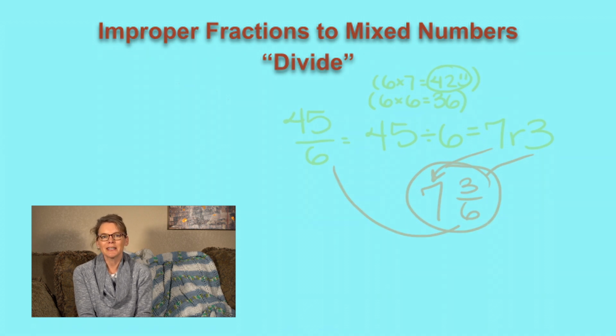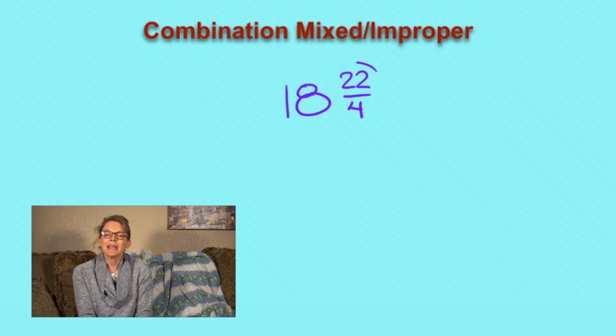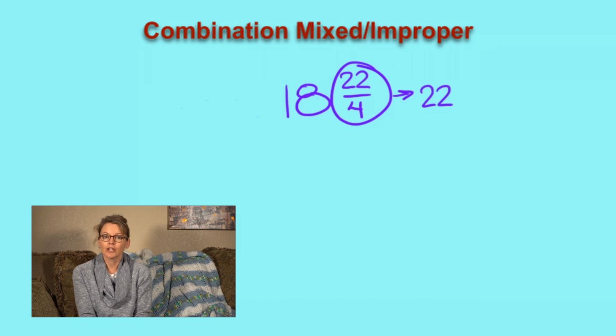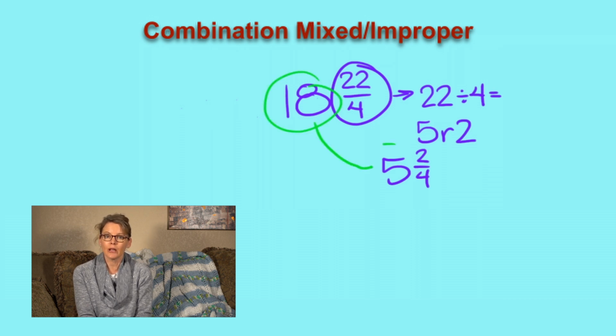Here we'll put it all together by switching combination mixed improper fractions into mixed numbers. 18 22/4. Start with the fraction 22/4. 22 divided by 4 equals 5, with the remainder of 2 for 5 2/4. Add the 5 plus the 18 equals 23. Keep the 2/4 for 23 2/4.